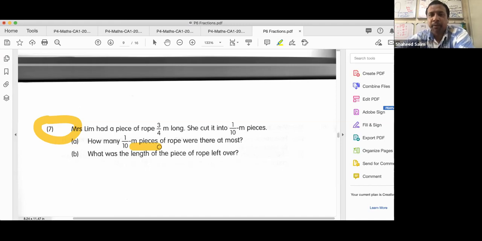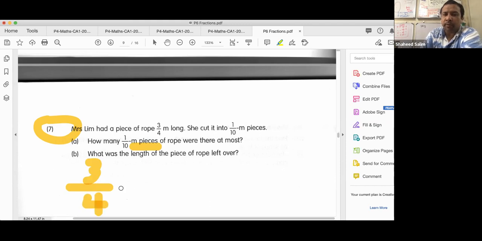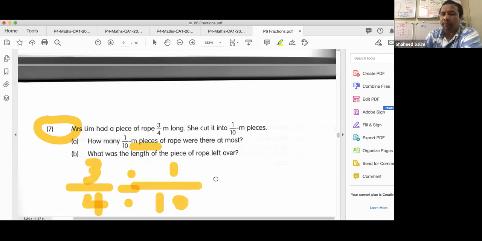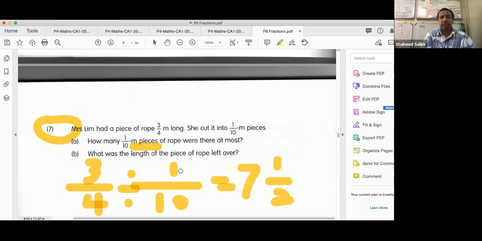So both of you did this: 3 over 4, you divide by 1 over 10, right? Zahin, you did this also, right? So now you get 7.5. What does 7.5 mean? It means they can have 7 full pieces of 1/10 meter. The half is not enough rope. So that means the maximum they can have is 7.